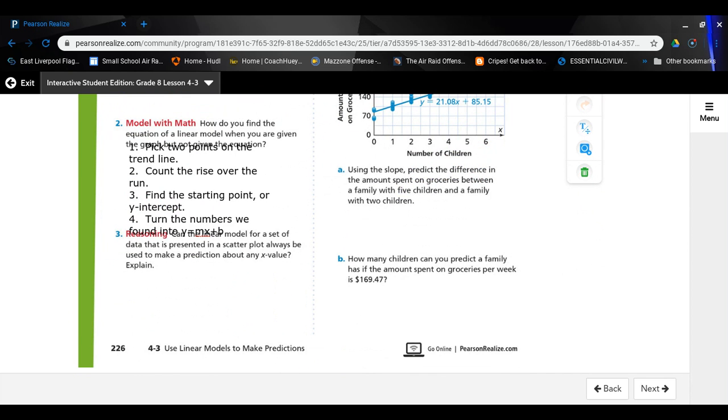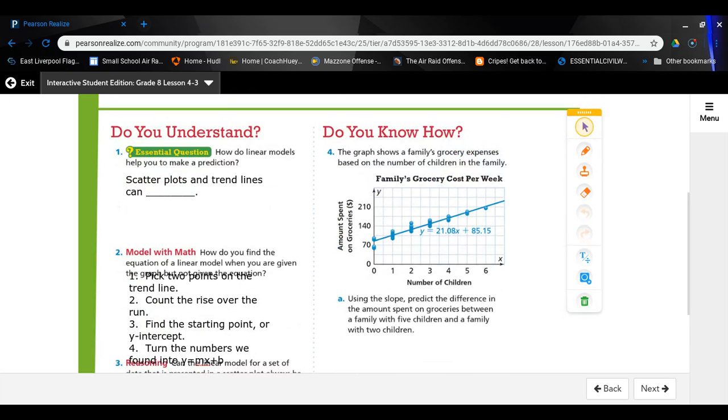All right, down to number 3. Can the linear model for a set of data that is presented in a scatter plot always be used to make a prediction about any x value? I'm going to let you answer that one on your own, but think outliers, clusters, things like that we've talked about previously in the chapter. That should maybe enter your thinking a little bit there.